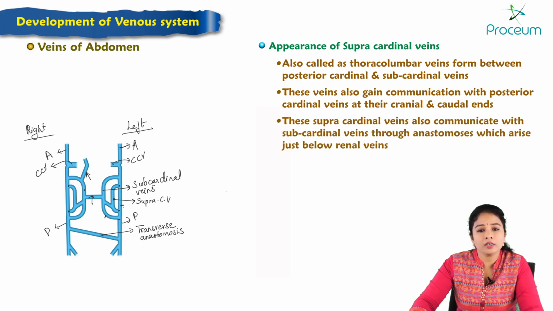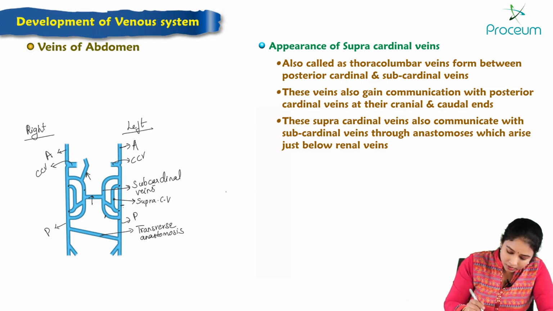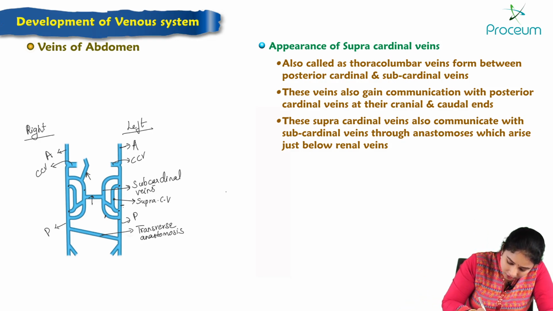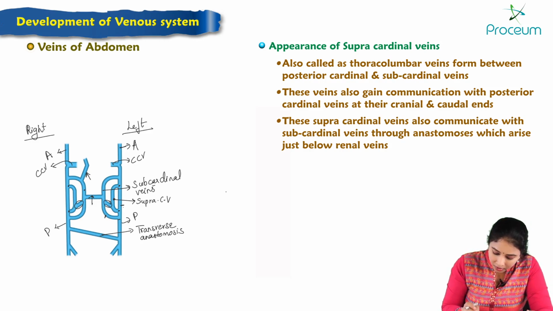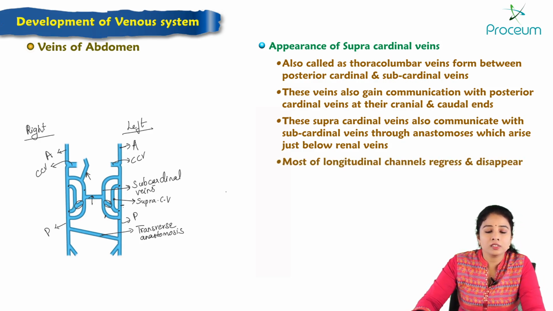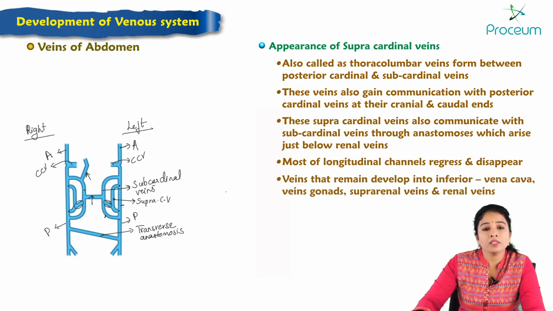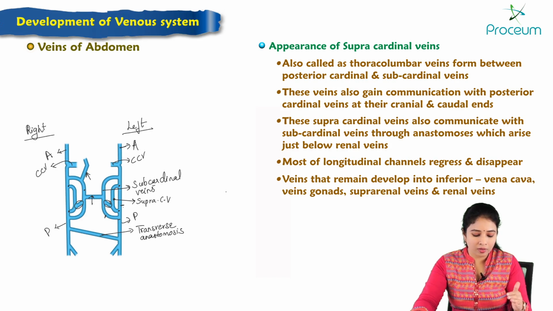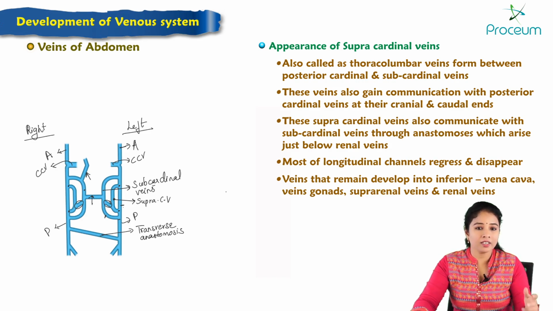These supracardinal veins also communicate with the subcardinal veins through anastomosis which arises just below the renal veins. So here is this anastomosis on each side between the supracardinal veins and subcardinal veins. Most of the longitudinal channels regress and disappear, and the veins that remain develop into the inferior vena cava, veins of gonads, suprarenal veins and renal veins. So these are the veins which develop from the cardinal veins.